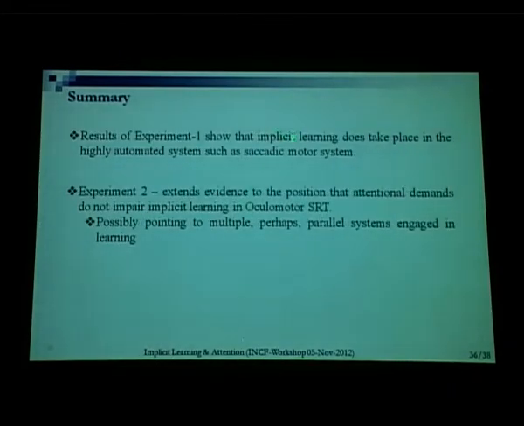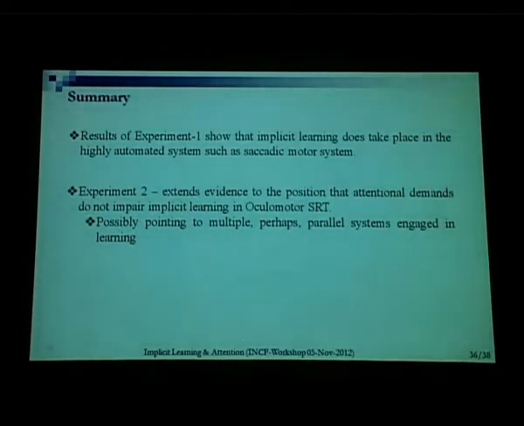Okay, to summarize, experiment 1 establishes, in our opinion, a methodologically more robust way of showing that the oculomotor system also undergoes implicit learning. Not very surprising, but I think this kind of paradigm is very powerful. And second, our result adds weight to the camp that says attentional demands do not impair implicit learning.